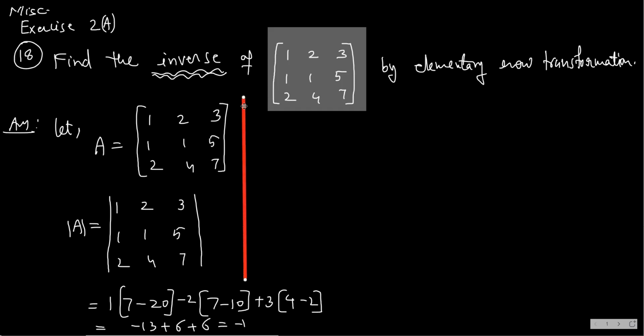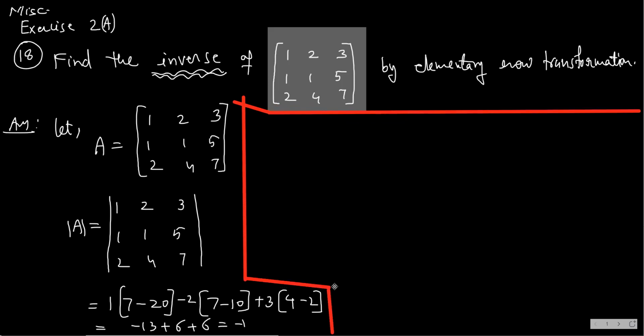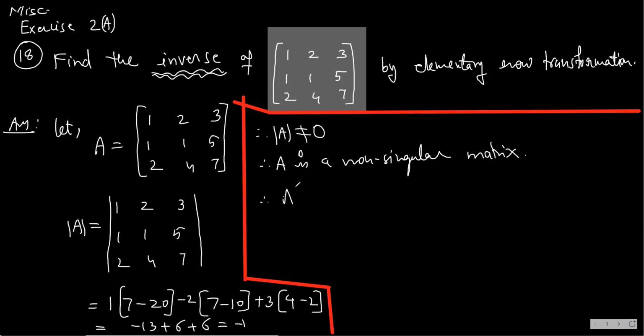So what I got is the determinant. That determinant is not equal to 0. Therefore, determinant of A is not equal to 0. Therefore A is a non-singular matrix. It is not 0, so A is a non-singular matrix, and if it is a non-singular matrix, A inverse exists. A inverse will exist.